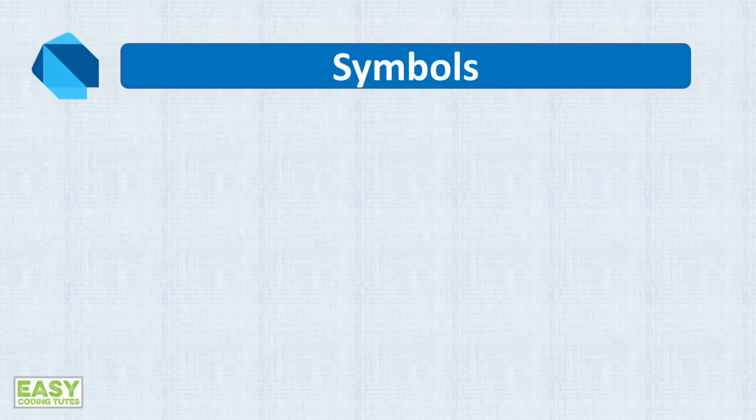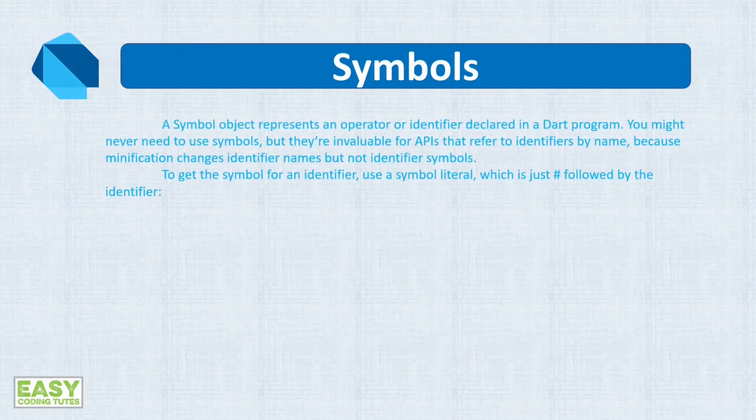Next is symbols. A symbol object represents an operator or identifier declared in a Dart program. You might never need to use symbols, but they are invaluable for APIs that refer to identifiers by name, because minification changes identifier names but not identifier symbols. To get the symbol for an identifier, use a symbol literal, which is just hash followed by the identifier. #radix and #bar, these are the examples. So symbol literals are compile-time constants.